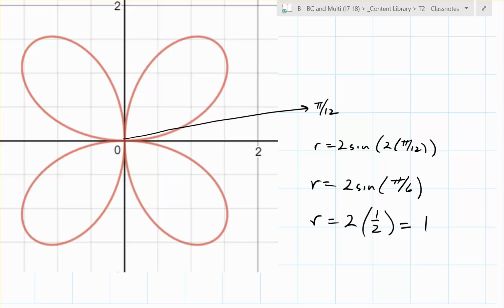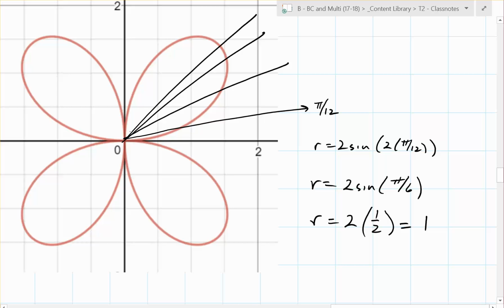You can either pick something that runs from here to here and you only get part of the petal, or you do too much. So for example, we know it starts at 0 and it goes around like this. When does it get back? What's the angle measure when it gets back? It's sweeping this out. So that's pi over 12.